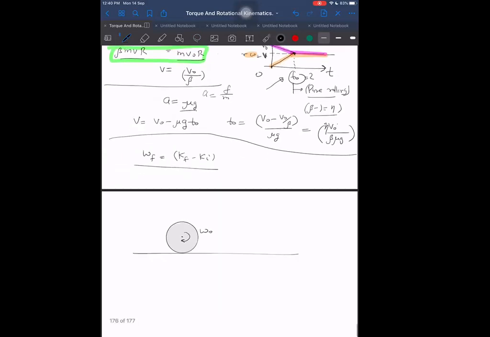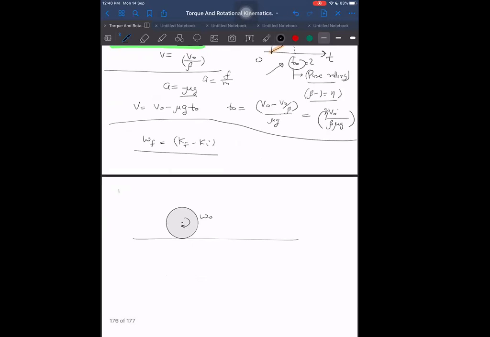So now the second example was a similar question, but somewhat different from that. This time I'm just giving it initial angular velocity, but V naught was not there. That was zero only. No initial velocity was given. Just omega naught was given, and it is just gently kept on the ground. The moment we keep it, it is a rough surface.